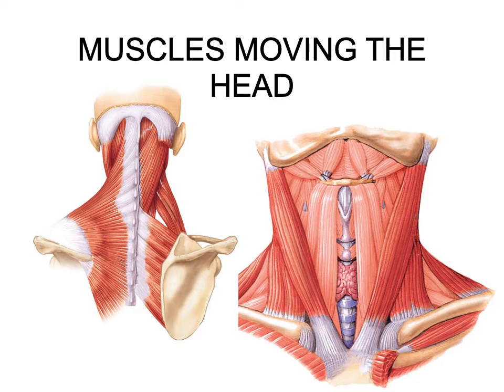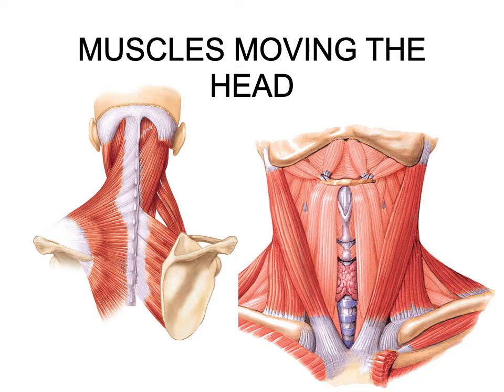And of course, these are muscles in and around the neck area, anterior and posterior. You're going to see that the trapezius is one of these. And so that's a muscle that we will revisit.